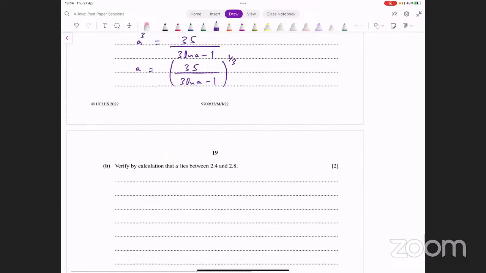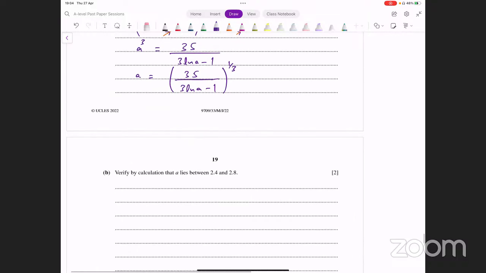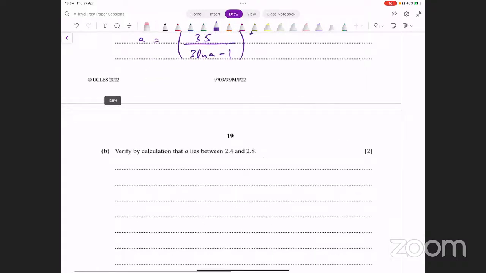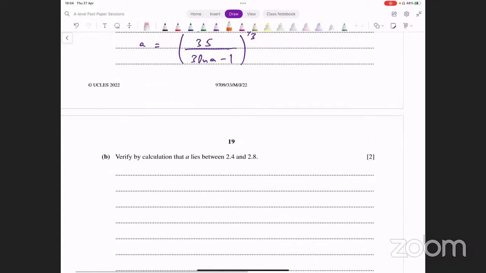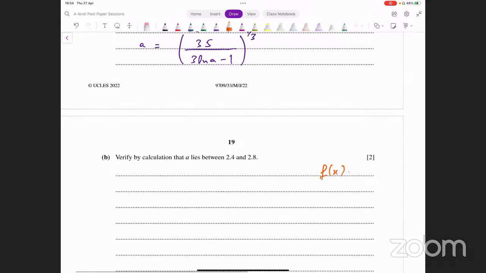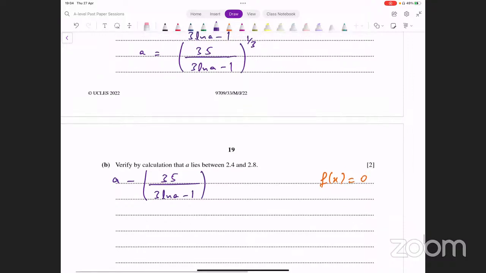The second part, it says, verify by calculation that a lies between 2.4 and 2.8. What do we do for such questions? First of all, we have to convert our equation to this form. f of x equals 0. एक side पे सब कुछ आ जाएगा, दूसरी side पे सिर्फ 0 आएगा. ठीक है? So we can write this as a minus 35 divided by 3 into ln of a minus 1 whole power 1 over 3. And this equals 0. अब हम क्या करेंगे?